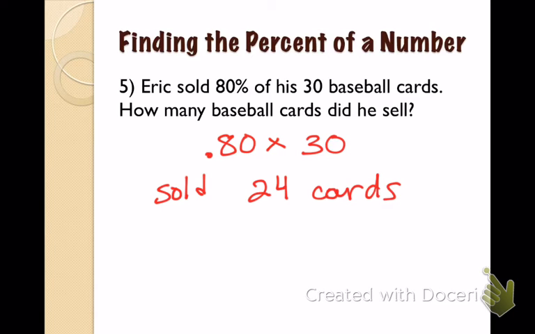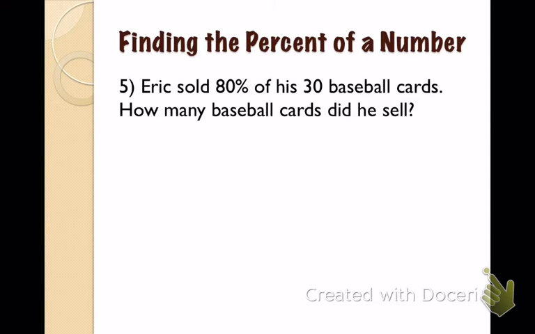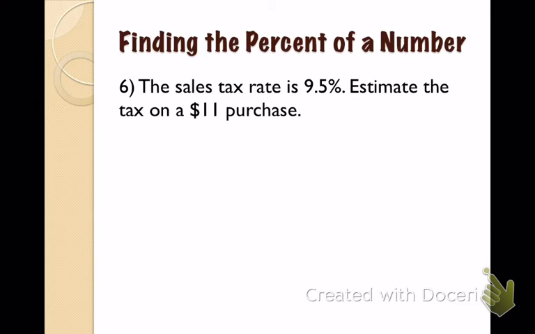Let's go ahead and move on to number 6. The sales tax is 9.5%. Estimate the tax on an $11 purchase. So we have to be very careful with this one because our percent has a decimal on it. So I'm going to actually write this one out. I'm going to move my decimal twice to the left. So that's 0.095. And we're going to multiply that by 11.